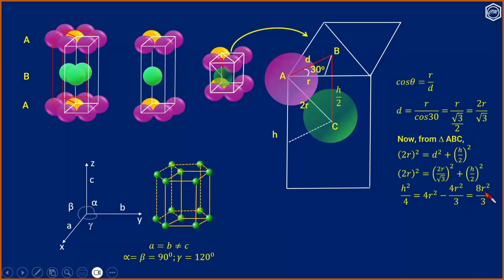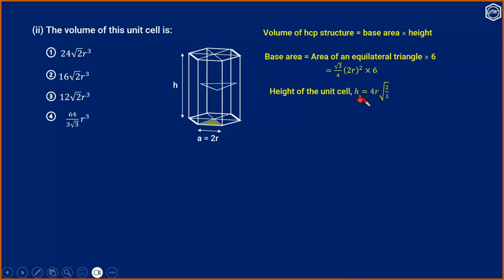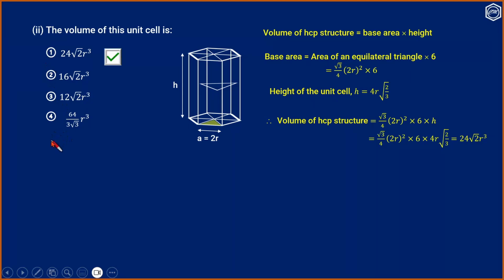So h square by 4 is equal to 8r square by 3, and from this h square is equal to 16 into 2r square by 3. Now h is equal to 4r into square root of 2 by 3. That is the height of the unit cell, h is equal to 4r into square root of 2 by 3. Therefore the volume of the HCP structure is equal to this, the area of the equilateral triangle, into 6, into height. So that is 2 by 3 into 24 into 2 r cube. So option 1 is the correct answer.